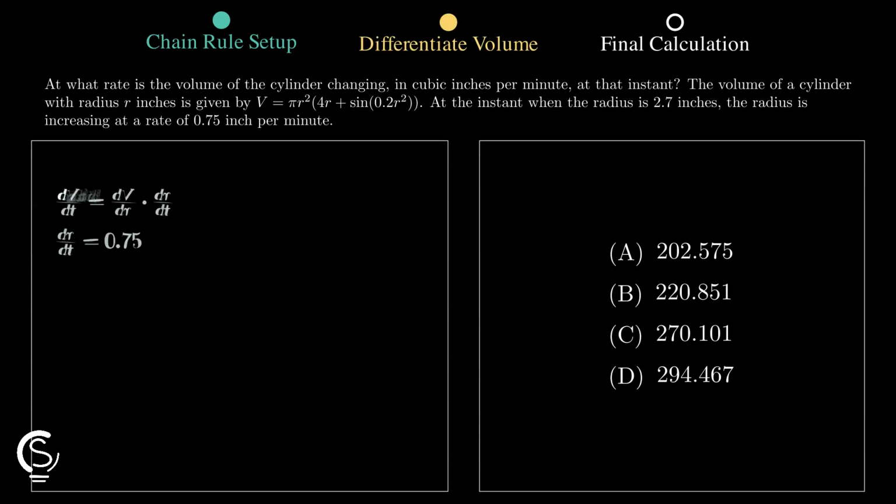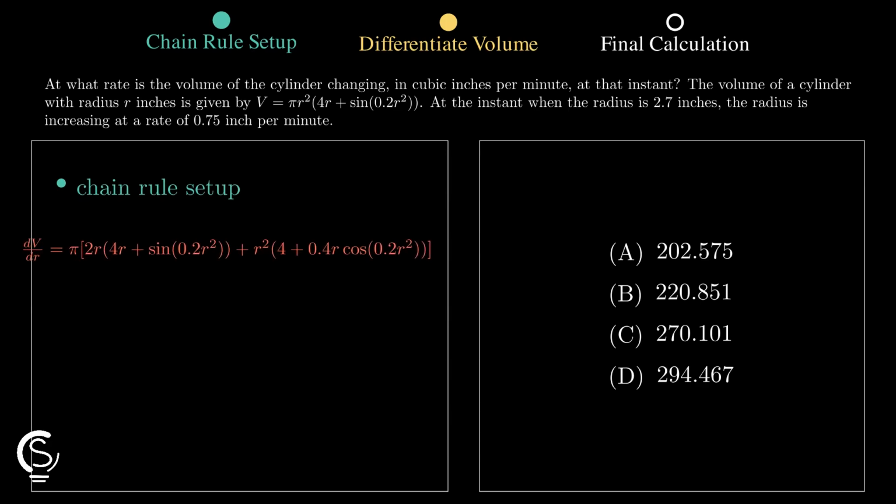Now, differentiate the volume function with respect to r. Use the product rule on the radius squared and the trigonometric term, applying the chain rule again for the inner function.